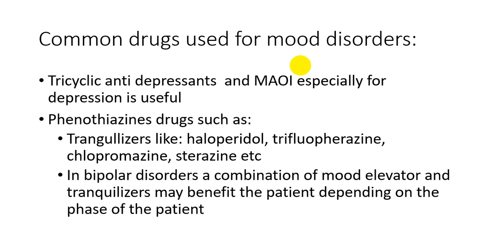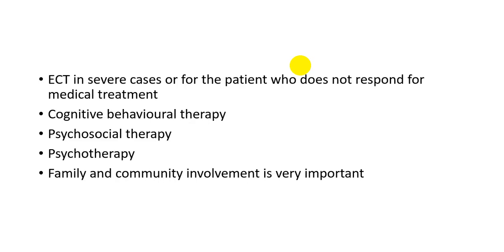Drugs used for mood disorders: tricyclics, antidepressants, and MAOIs, which are especially useful for depression. Amitriptyline is a tricyclic. Phenothiazine drugs such as tranquilizers include haloperidol, trifluoperazine, chlorpromazine, and others. These are mood stabilizers. In bipolar disorder, a combination of a mood elevator and a tranquilizer may benefit the patient, depending on the phases of the patient's mood disorder.